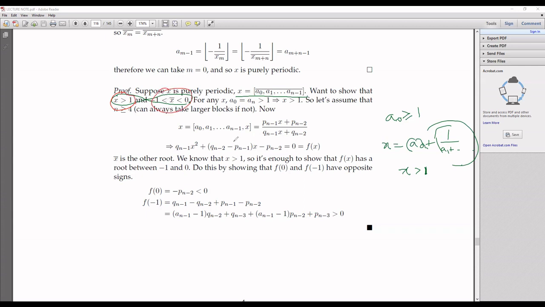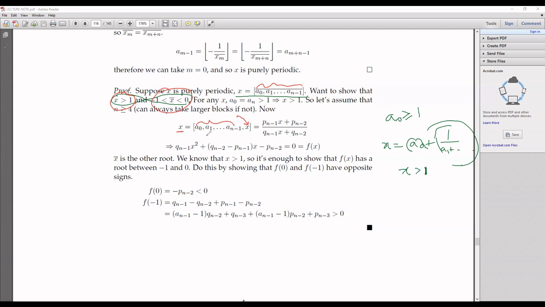What about this one? To prove this part, they used an interesting technique. We already know x is this guy. And after an minus 1, we are going to repeat the same sequence again and again. So we can just replace the entire rest of the sequence by just x because it's repeating itself.